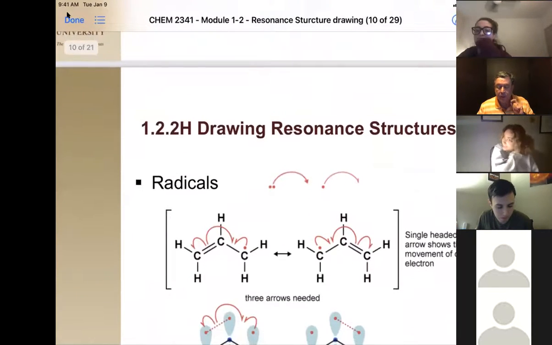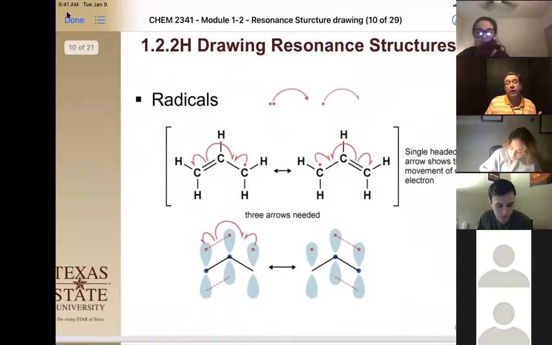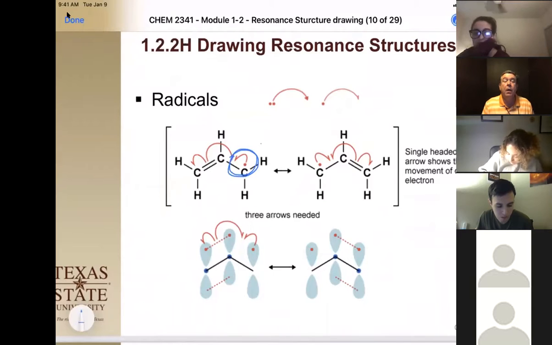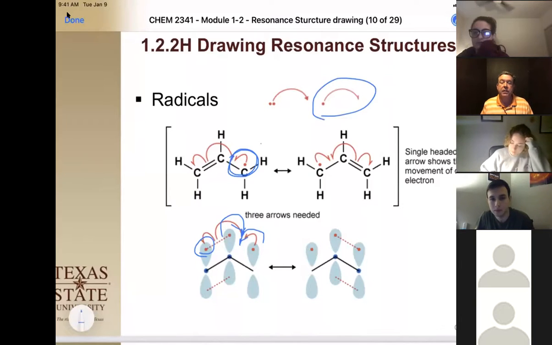So that works for radicals as well. If we have an unpaired electron in a system, both resonance structures have to have an unpaired electron. In that case, one electron goes and forms the pi bond, and one electron from the pi bond comes over here using single-barbed arrows, and that leaves the remaining electron on the other atom. We're going to see this kind of pattern, especially when we get to chapter 10. But see how we're moving single electrons with that single-barbed arrow.